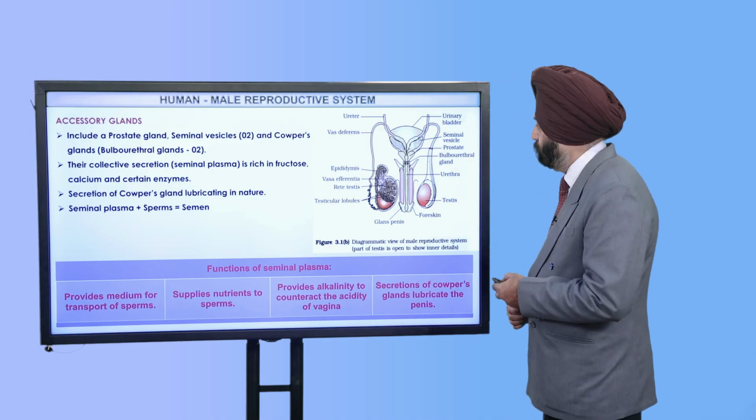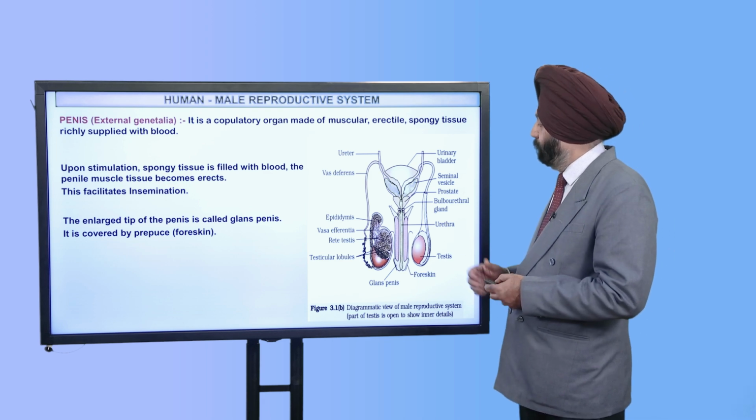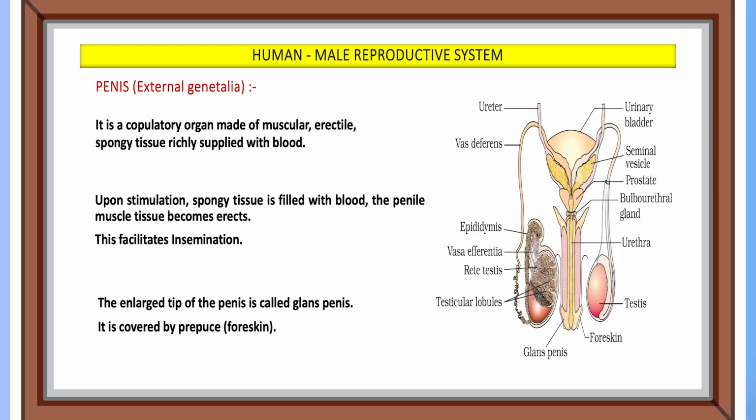Now we move on to the external genitalia, which is the penis. Penis is a copulatory organ made up of muscular, erectile and spongy tissue. It is richly supplied with blood. When the spongy tissue is filled with blood, the penile tissues become erect. This facilitates insemination. The enlarged tip of the penis is called glans penis. It is covered by a loose skin called foreskin or prepuce.